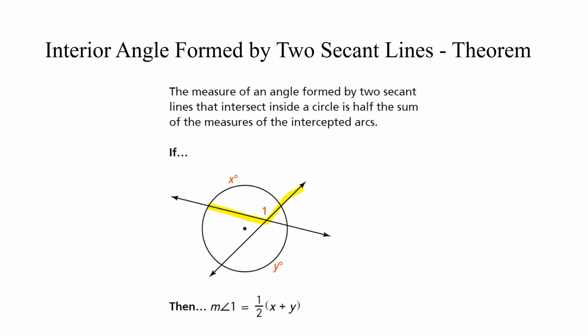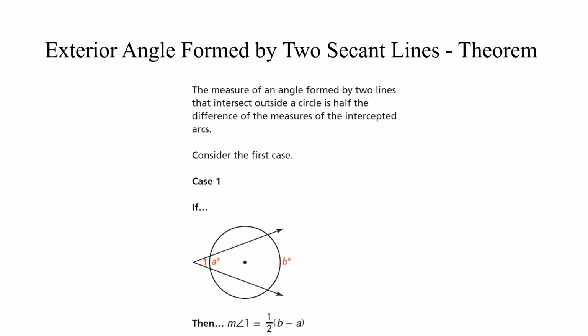How are you going to find out what that is? Well, first you need to know the measure of this arc and the measure of that arc. Add them together, divide by 2. Notice that the two secant lines are intersecting inside of the circle. There's going to be a similar but slightly different formula if the intersecting secant lines are outside of the circle.